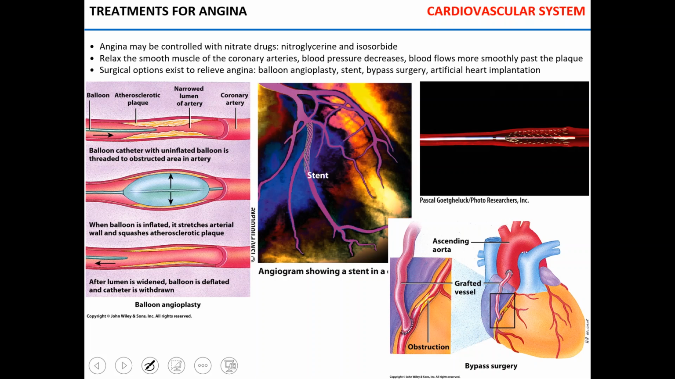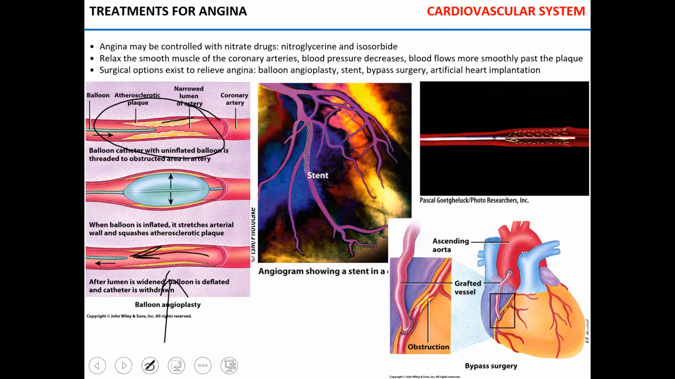Now, what are the treatments for angina? Because when it's a heart attack, it's a bit too late. So treatments for angina include balloon angioplasty, introduction of a stent or bypass. Or you can do drugs, but we'll get there. So what's the balloon angioplasty? Here you see the balloon is inserted into the site with atherosclerotic plaque. It is inflated, which flattens the plaque and increases the blood flow.